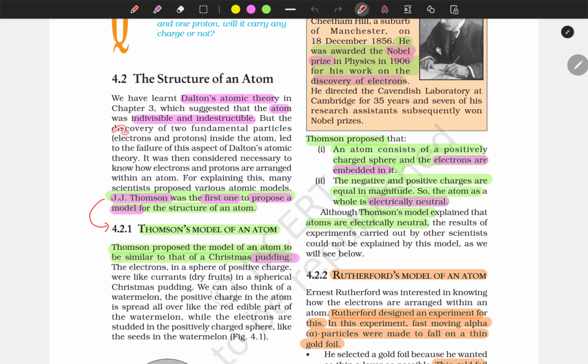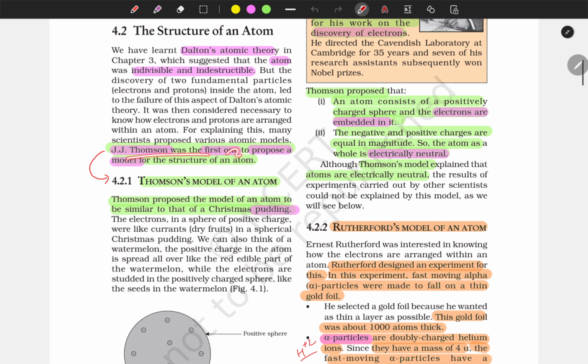Dalton said that matter is made of atoms. The word atom means a plus tom. Tom means cut down, and a means negative. So atom means something which cannot be cut down. This is what the word atom means. And J.J. Thomson was the first one to propose the model for the structure of an atom.